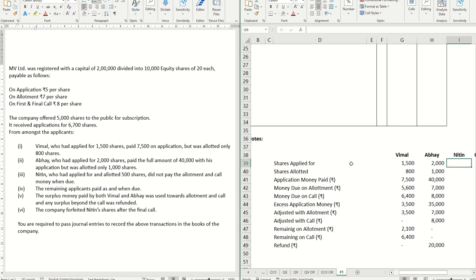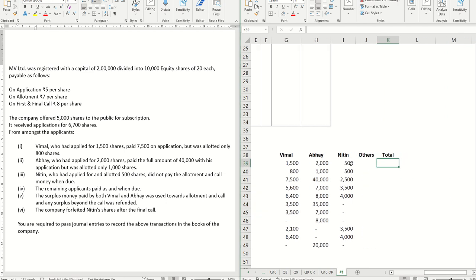Let's come to Nitin's scenario. Nitin applied for 500 shares. He received 500 shares. Application money that he has paid is 2,500. Money due on allotment from him is 3,500. Money due on call from him is 4,000. Excess application money, there is nothing. Adjusted with allotment and calls, nothing. And he is the person who did not pay the allotment money and the call money when due. So remaining on allotment is the entire money, and the same for call as well, 4,000. Nothing is refunded to him.